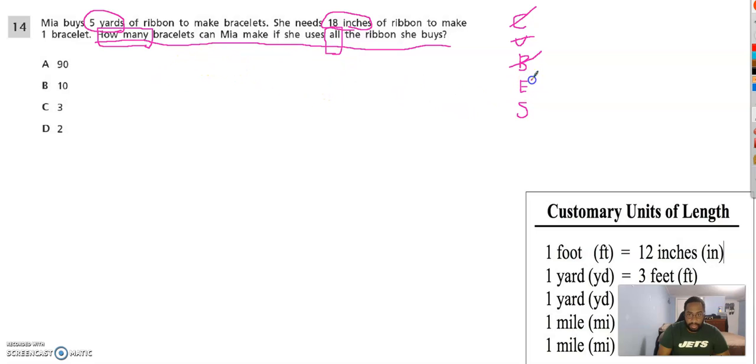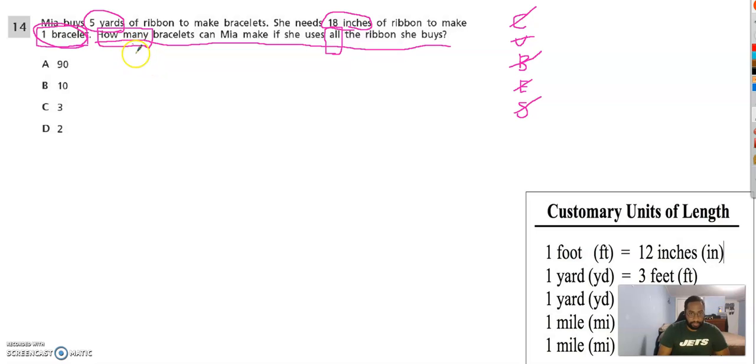Now, let's evaluate and solve. So, we have 5 yards of ribbon, and she needs 18 inches to make one bracelet. That's another keyword right there. 18 inches for one bracelet. Let's circle that number. One bracelet, 18 inches.